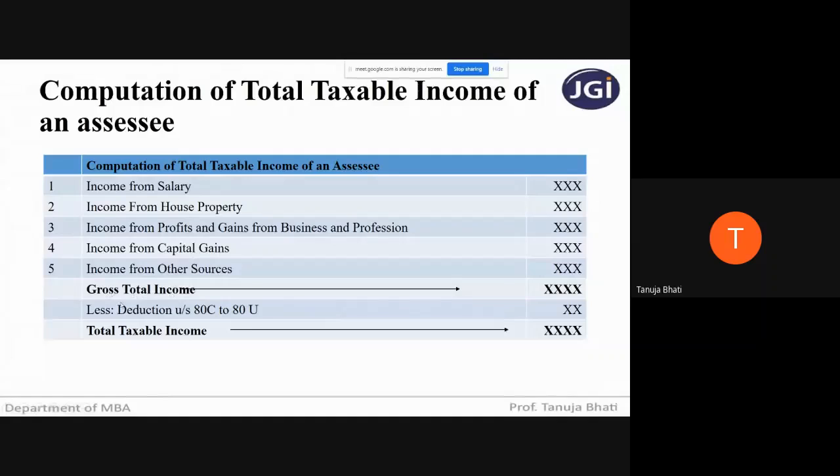From this gross total income, when you deduct the deductions under section 80C to 80U, which we are dealing in this particular module, you get total taxable income. And on this total taxable income, you are liable to pay tax at the prescribed rates. In module number 1, we have seen different rates of tax for an individual. What are the normal slab rates? So according to that, you will need to charge.